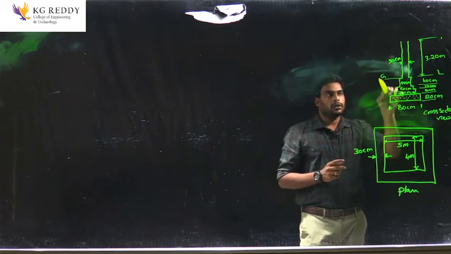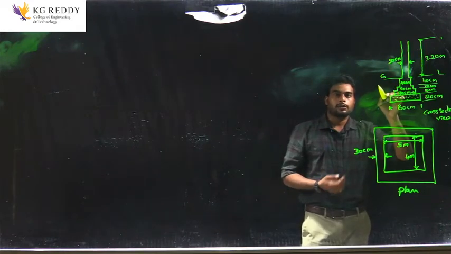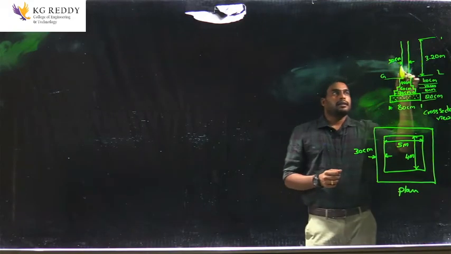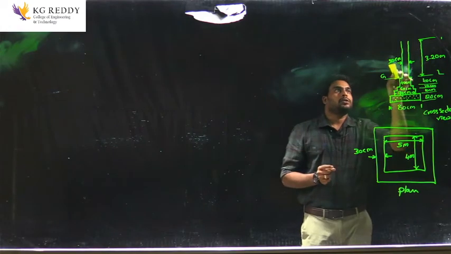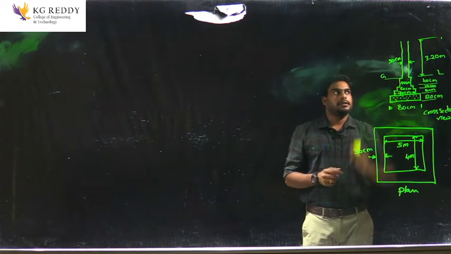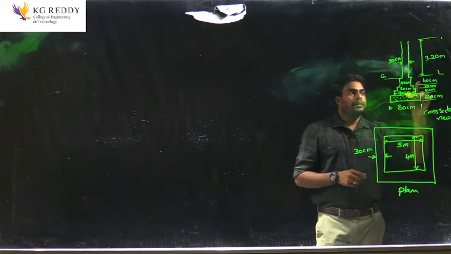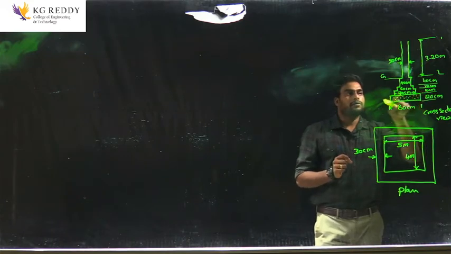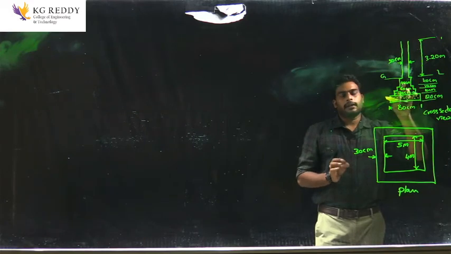This one is below the ground level and this one is above the ground level. Above the ground level we will call it superstructure, and below the ground level we will call it substructure. This above the ground level is the brickwork in superstructure. 30 centimeters is the width, and the height of the brickwork, he mentioned, is 3.20 meters. Here he mentioned 20 centimeters for the lime concrete work, 70 centimeters width and 10 centimeters height for the first footing, 10 centimeters height for the second footing, and 40 centimeters height for the plinth.